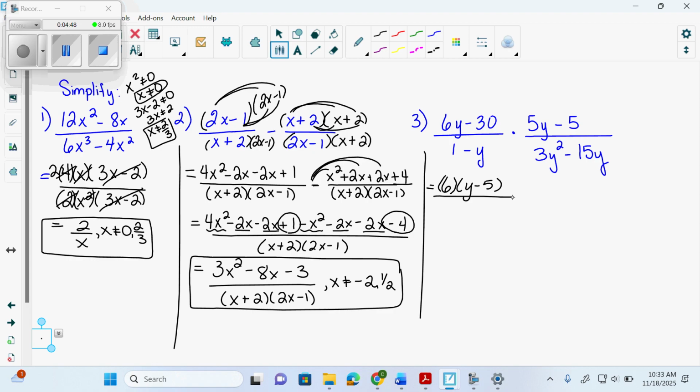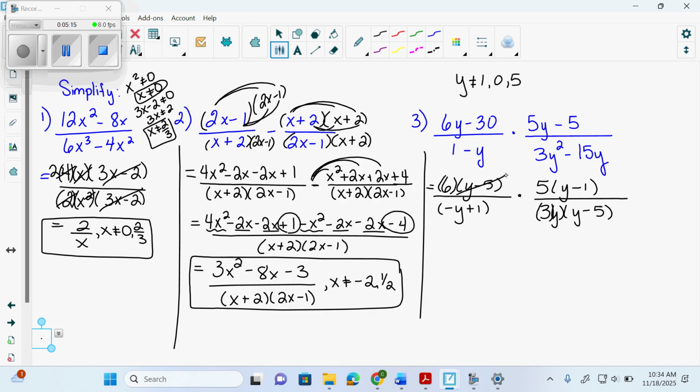All right. 1 minus y. If I rewrite it in order, it would be negative y plus 1. And then here I take out a 5, and I'm left with y minus 1. Take out a 3y, and I'm left with y minus 5. So my non-permissible values are going to be y can't equal 1 from that one, 0 and 5.